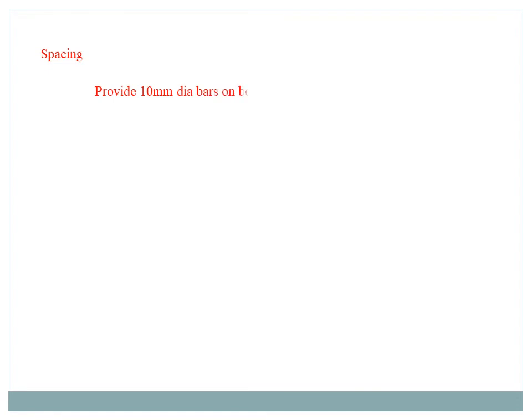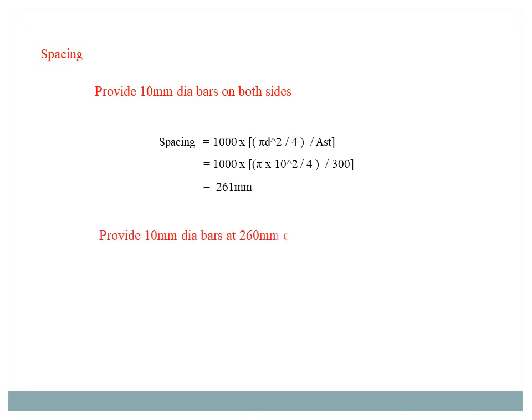Then spacing. Provide 10 mm dia bars on both sides. So spacing is equal to, we know that formula, 1000 into pi d square by 4 divided by AST. So d is equal to 10 mm, then AST we already found in our previous step. So AST is equal to 300 mm square. So our spacing is 261 mm. So provide 10 mm dia bars at 260 mm center to center distance on both faces.